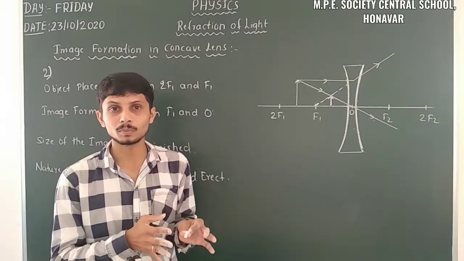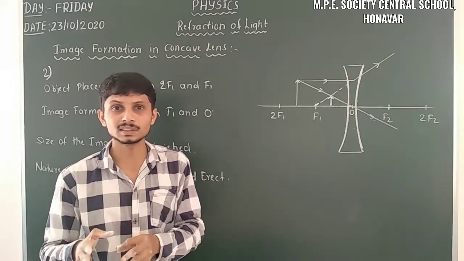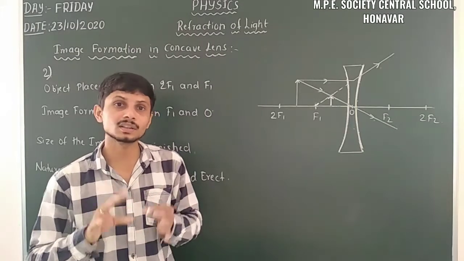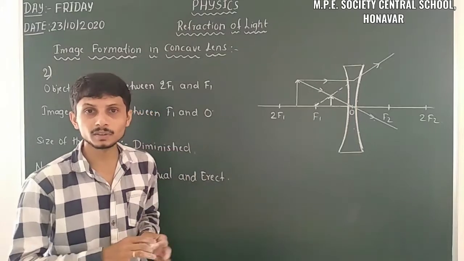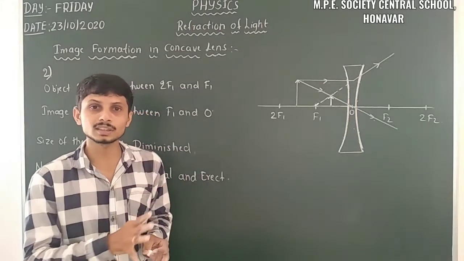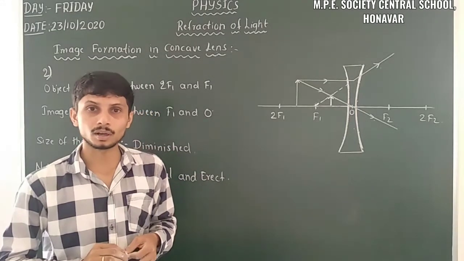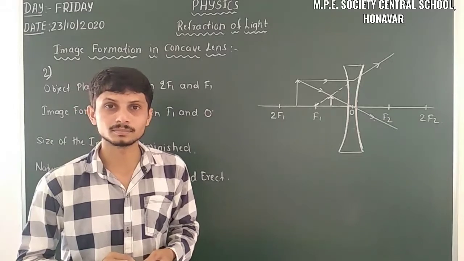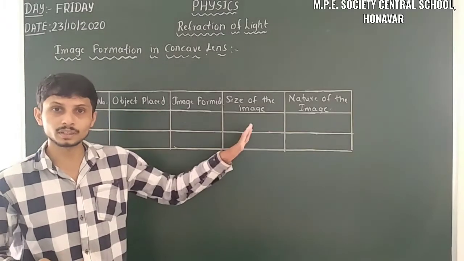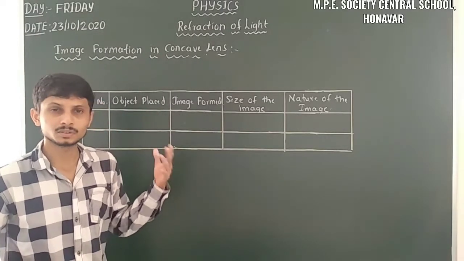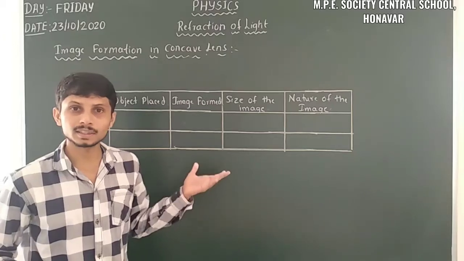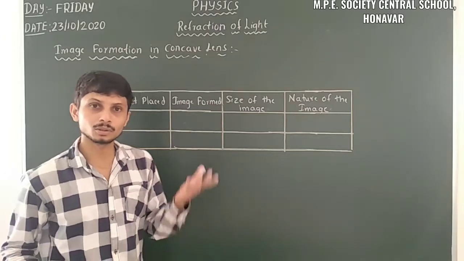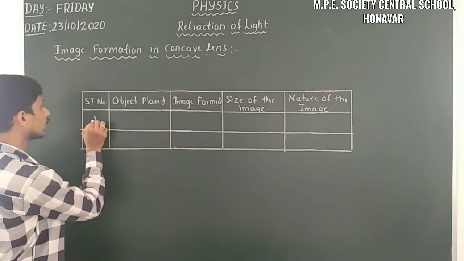We already know about image formation in convex lenses, where we inserted all the cases in one tabular column. So here also we have to consider those two cases in one tabular column. Let us take all the two cases in one tabular column here. You know about all the cases, you can write that. So here we have to take two cases, 1 and 2.